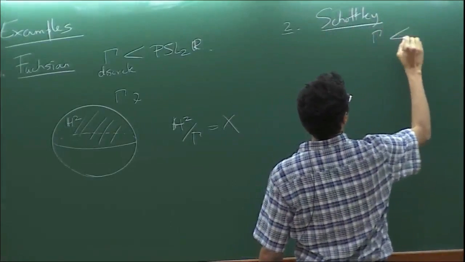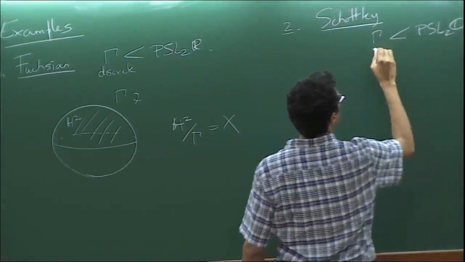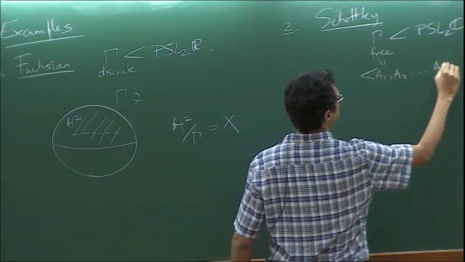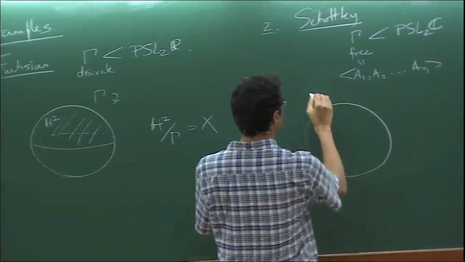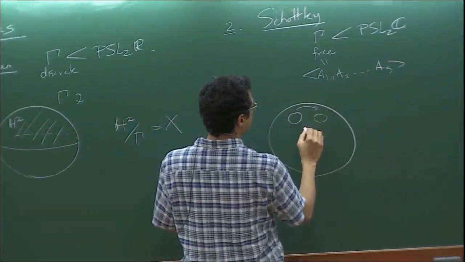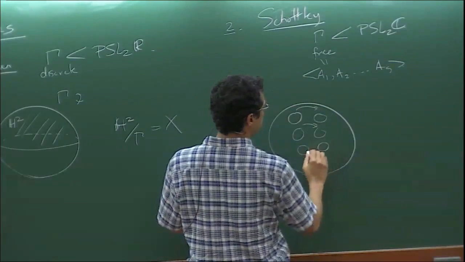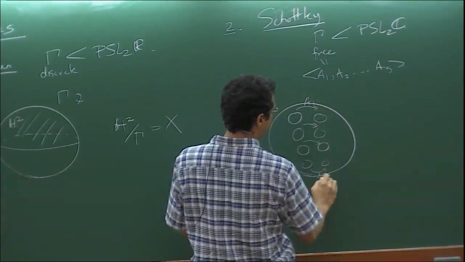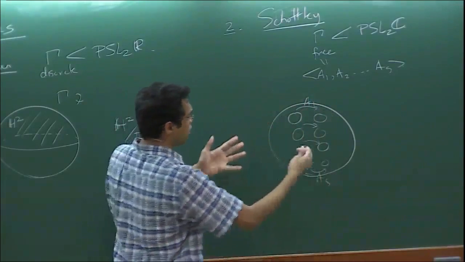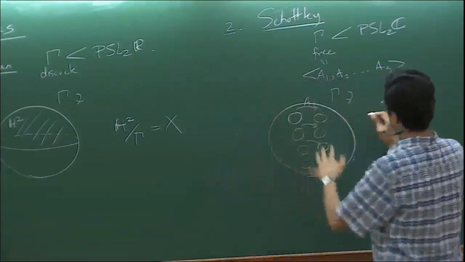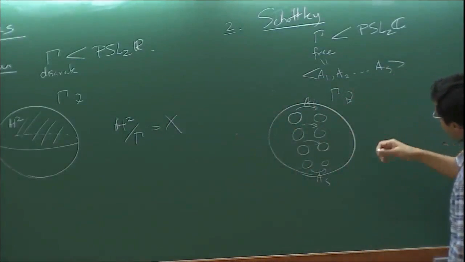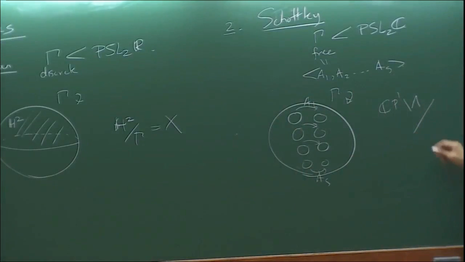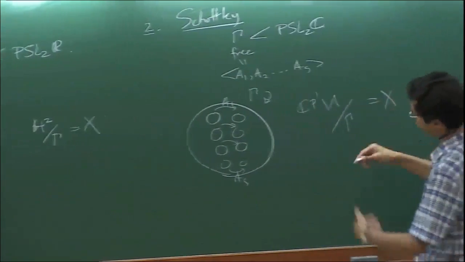So here, this gamma would be a free subgroup of PSL2C generated by G loxodromic elements. So these act on CP1 by taking these G pairs of circles, and they take one to the other. And once again, this gamma action on CP1, there's some nice domain on which it acts. It's the complement of some Cantor set, and the quotient gives you this Riemann surface.